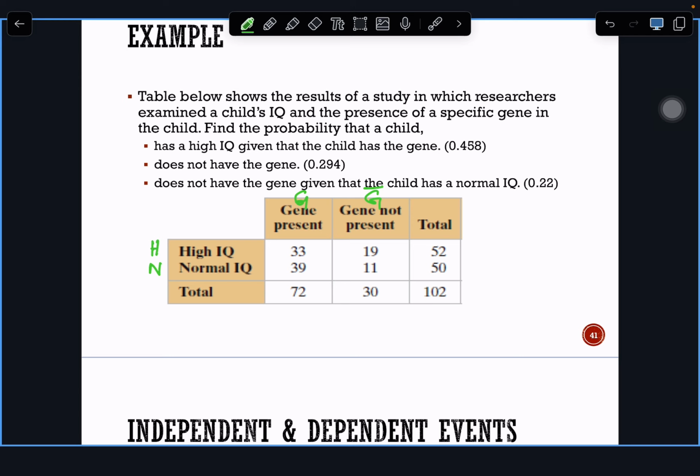Okay, so first question: has a high IQ given that the child has the gene. So this one, what we are talking about is P of H given G. Yes, fine.